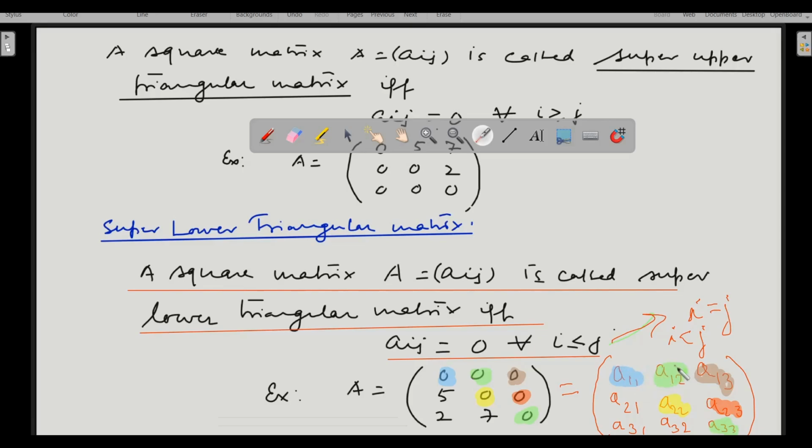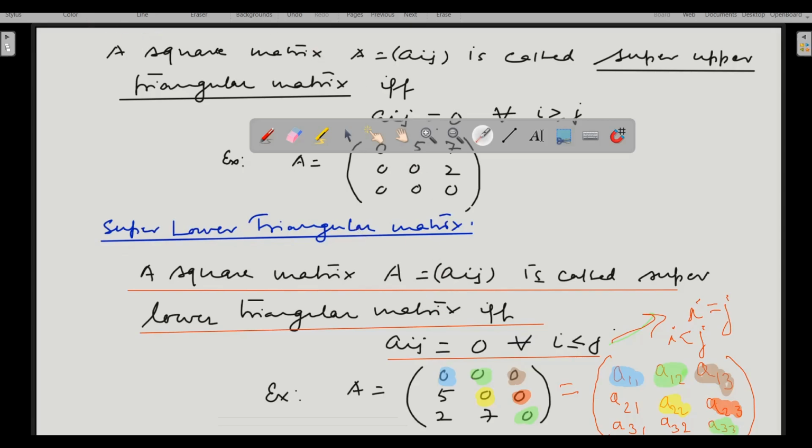Now if we want to write the definition in words, we can write that all the elements above the principal diagonal are 0, as well as the elements on the principal diagonal are 0. A super lower triangular matrix is such a matrix in which all the diagonal elements are 0, and along with that all the elements above the principal diagonal are also 0. Such a matrix is called a super lower triangular matrix.